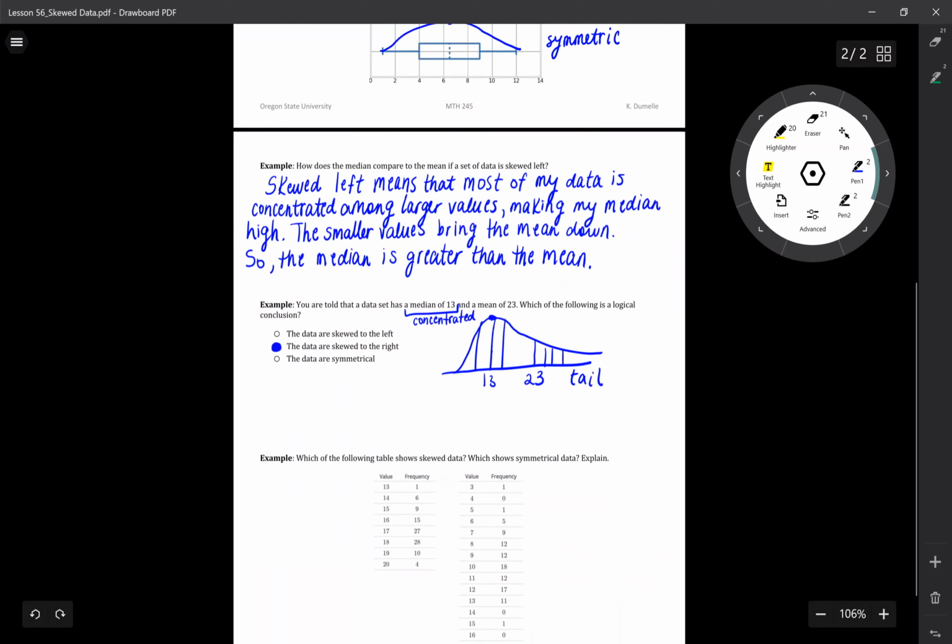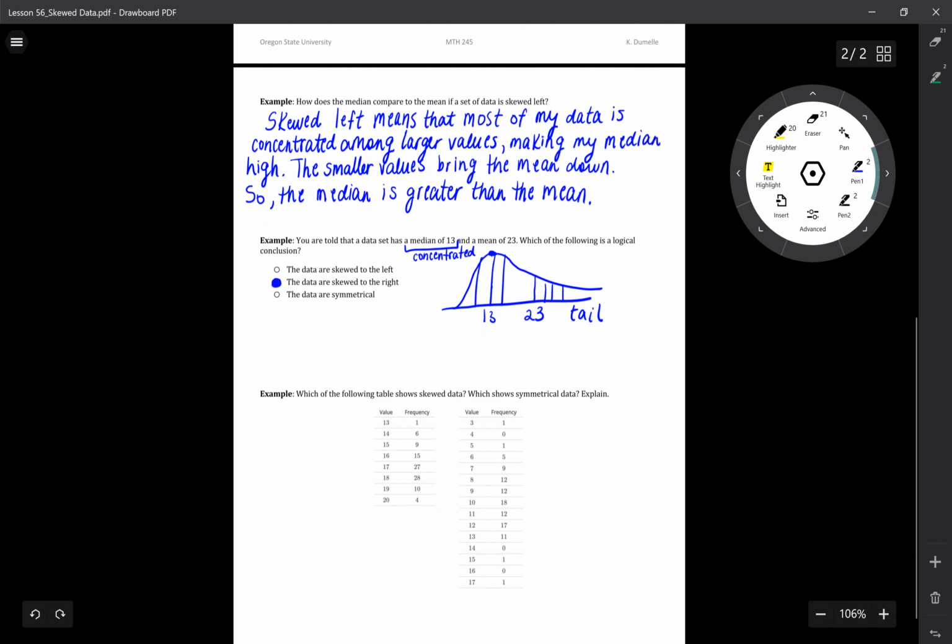Finally, we have a frequency table here. Which of the following tables shows skewed data and which shows symmetric? Well, I need to look at where the bulk of my data is, right? Here I have 13, 14, 15, 16, all the way through 20. So these values are evenly spaced, and these values are evenly spaced as well. So let's see, without trying to plot these, where the bulk of my data is.